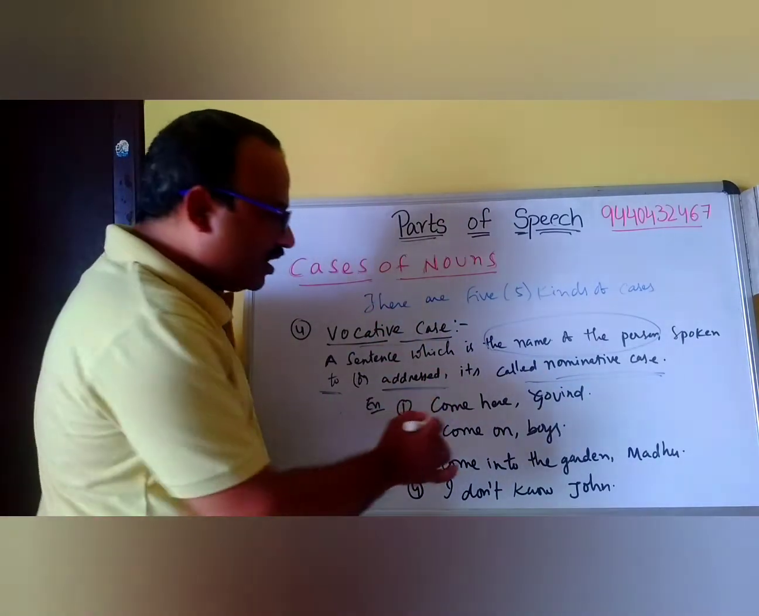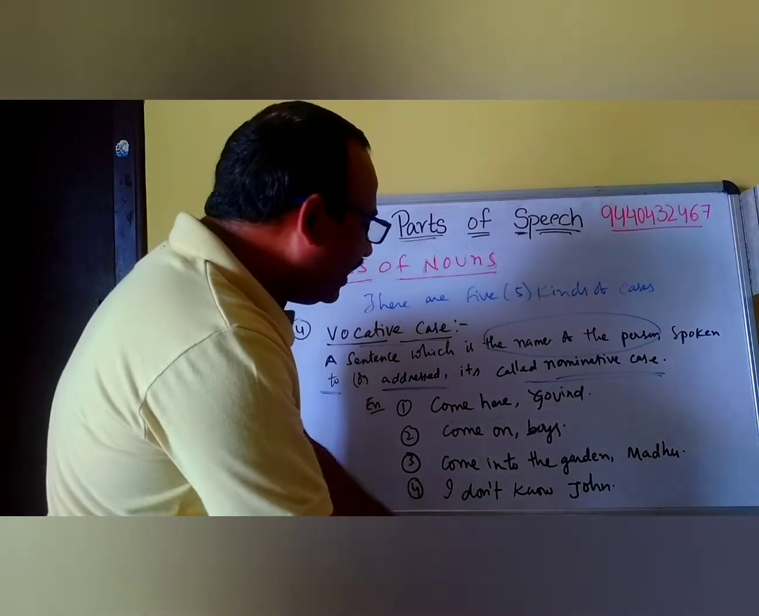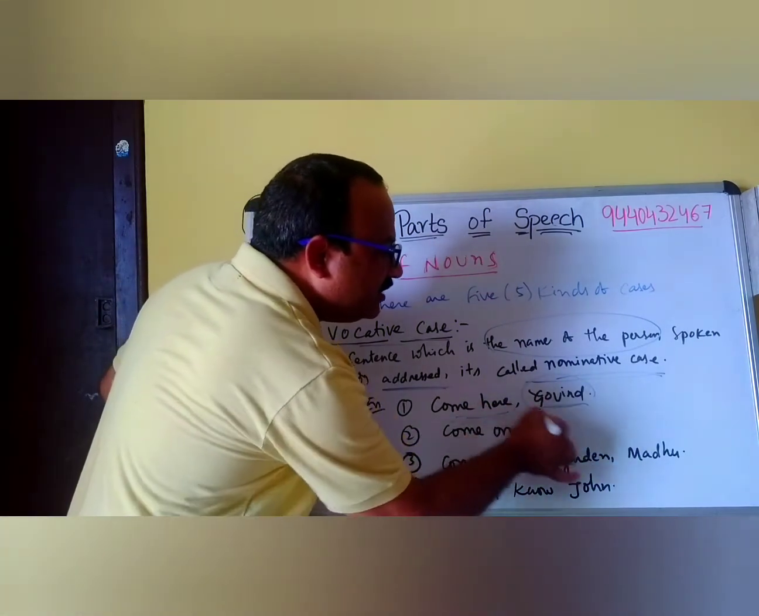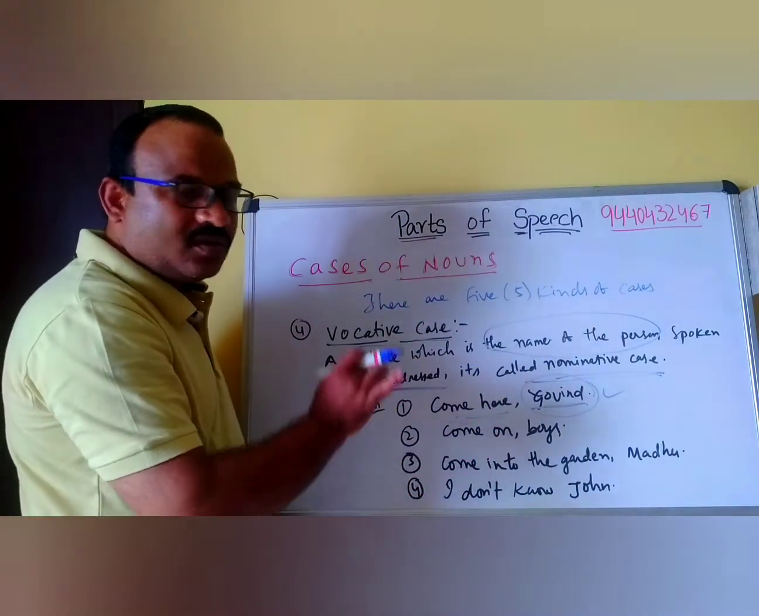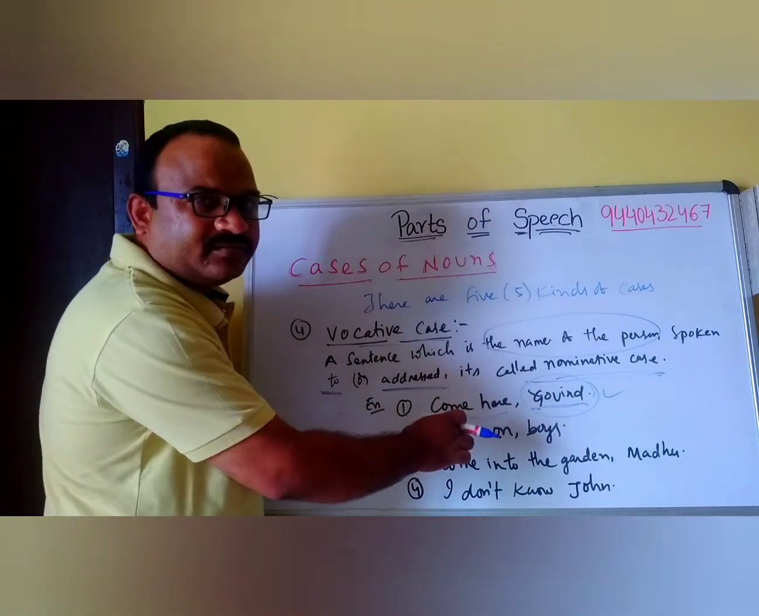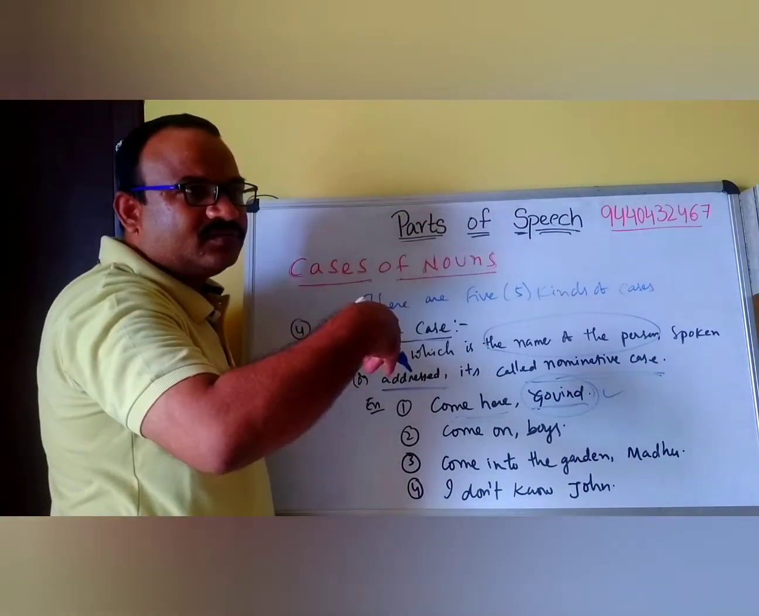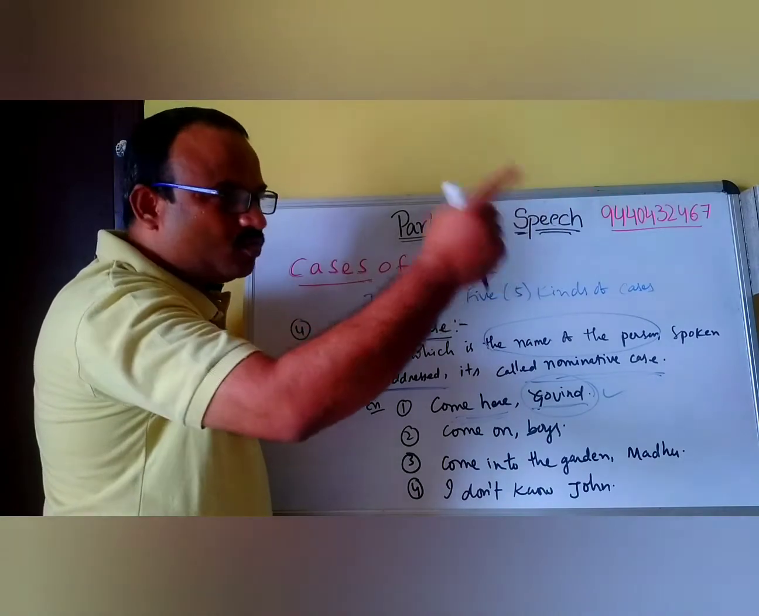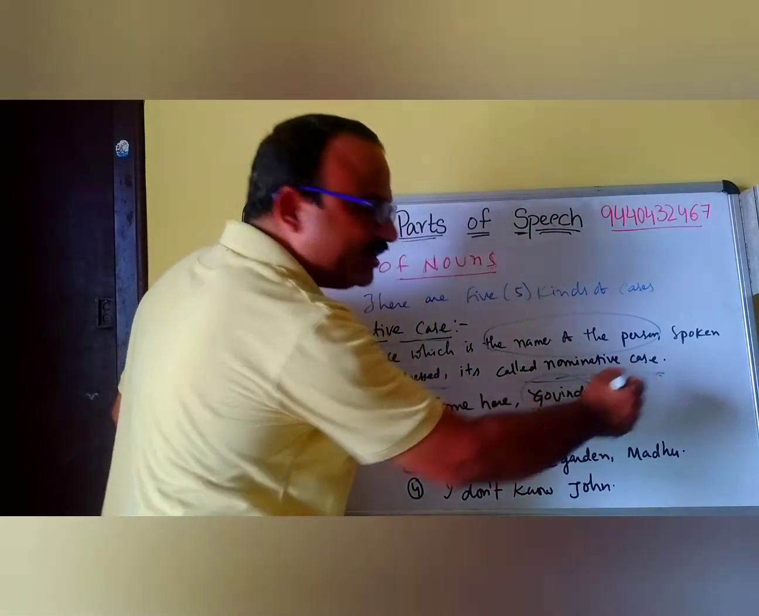For example, come here, Govind. So, Govind is in vocative case. Why? Govind is being addressed here. Come here, Govind. So, to whom are you speaking? Govind. Govind is being addressed. So, here Govind is in vocative case.